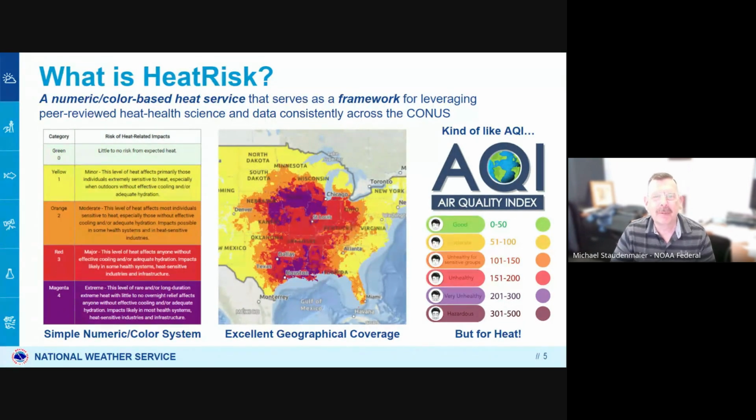Experimental HeatRisk is a color number-based framework that compares the forecast temperatures against scientifically derived thresholds to provide an index of the potential risk for heat-related impacts. We developed it to be as easy to communicate as the air quality index or the UV index, which expresses complicated information in an easy to understand approach. And as we'll talk about, the science going into HeatRisk is somewhat complicated. I want to reiterate that HeatRisk is a framework, and the underlying science can always be modified down the road should we wish to, without compromising the simple color and numeric messaging approach.